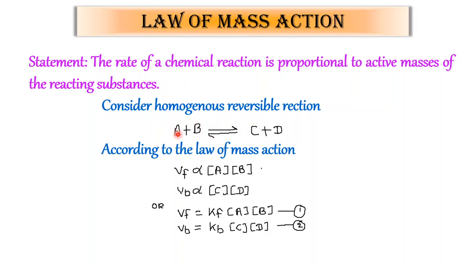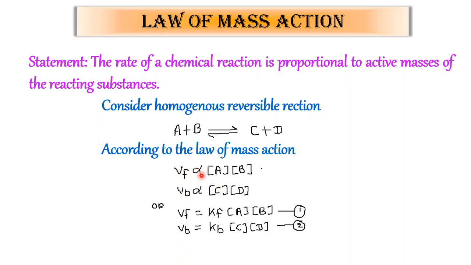If I talk with reference to my reactants, then by the law of mass action, I can say the rate of forward reaction, or the velocity of forward reaction, is proportional to the active masses of the reacting species, that is A and B. A and B are my reacting species and their active masses I am writing in terms of concentrations. Next, the velocity of backward reaction, or the rate of backward reaction, is proportional to the concentration of the products, that is C and D.